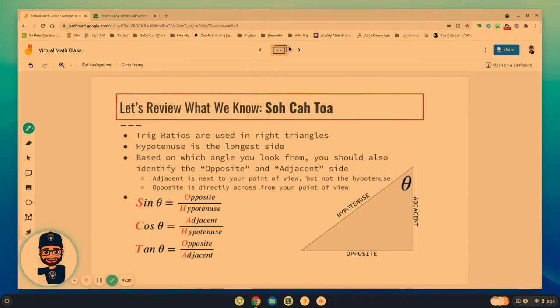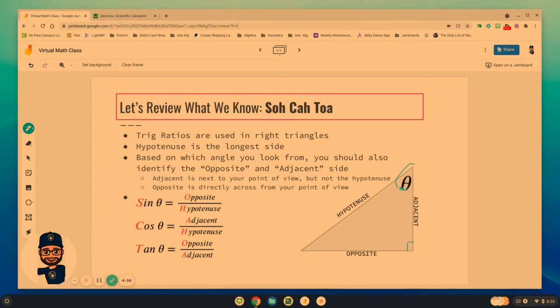In a minute. Let's review first, right? Let's make sure we know what SOHCAHTOA stands for, that it's these trig ratios in right triangles. The hypotenuse will always be the longest side, right? So it's always opposite wherever that right angle is. That's the hypotenuse. And based on which angle you look from, we also have to identify then the opposite or the adjacent. So sometimes we'll use this symbol, it's called theta, to represent which angle we are standing in or which angle we are looking from.